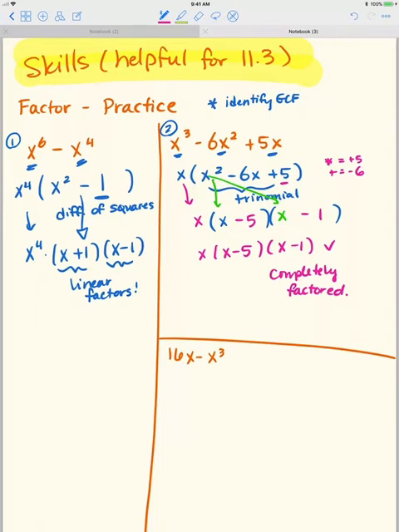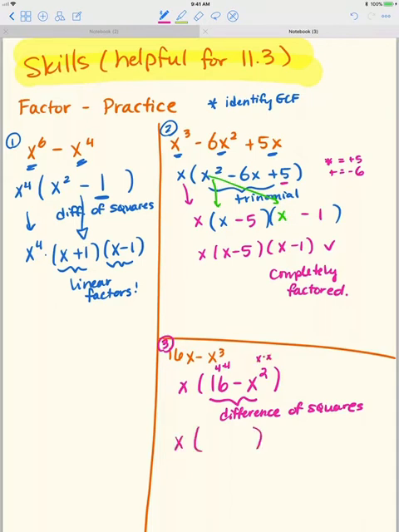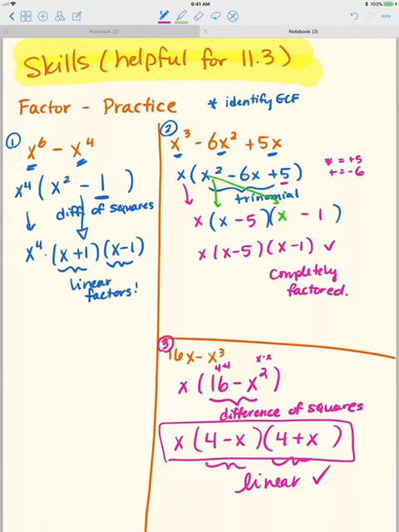Okay. For this third one, there's only 2 terms, but they both have an x, so we'll factor that out first, leaving us with 16 minus x squared. The 2 terms that are left are, again, another difference of squares, where 16 is 4 squared and x squared is x times x. So 16 minus x squared will factor into 4 minus x and 4 plus x. Again, those are linear factors. You can't really do anything else to them. So that's the factored form for the third one. Okay.